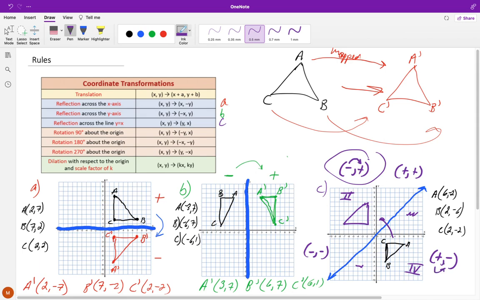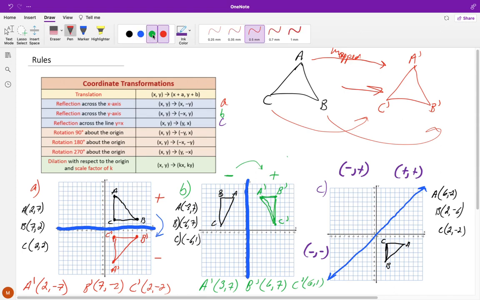If you notice what's happening here, our x value was negative, our y was positive. Here it's reversed. So when we are reflecting across the y equals x line, we're just switching our x and y values, because we're jumping across and going into the opposite box, which just switches our x and y values.